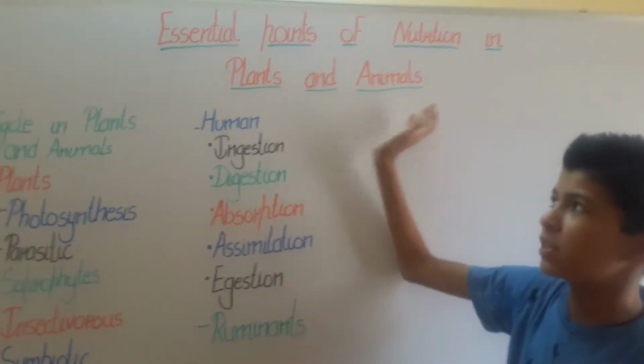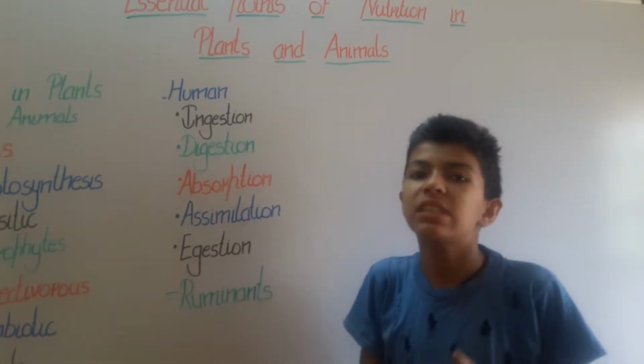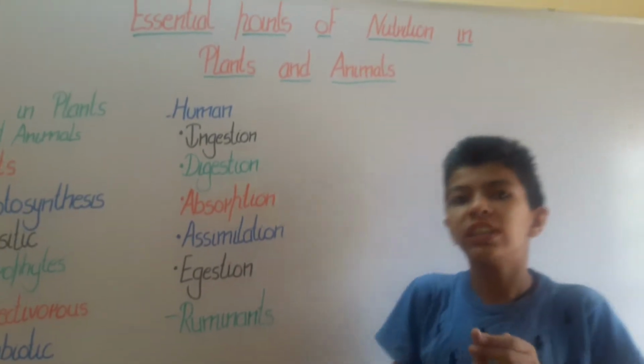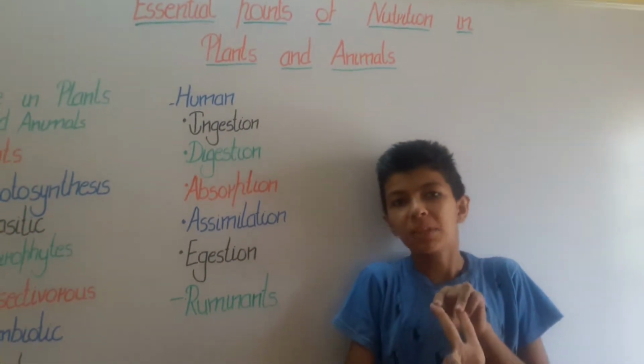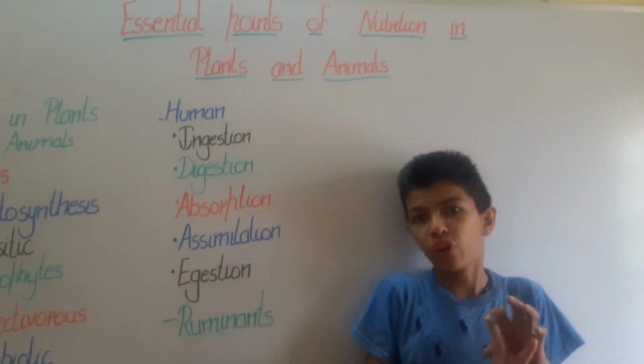Today we are going to learn about the essential points of nutrition in the plants and animals. So friends, what is nutrition? Nutrition is a process by which an organism takes its food. Nutrition in plants and animals is of two types. These include heterotrophic and autotrophic.